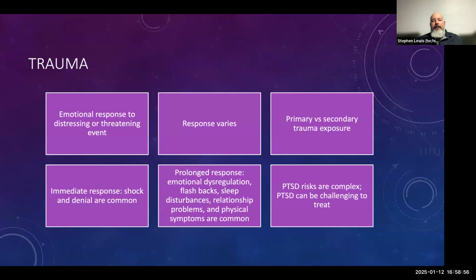Immediate responses vary. Often shock and denial are common. And as time goes on after a traumatic event, there's more chance of emotional dysregulation, flashbacks, sleep disturbances, relationship problems, physical symptoms. And again, symptoms vary depending on the individual, including intensity and duration.